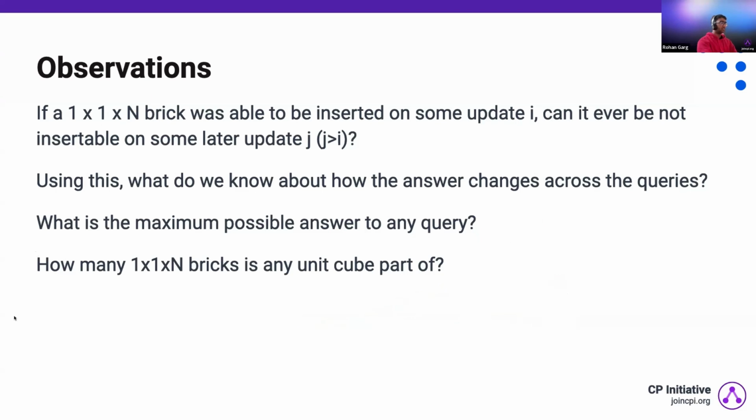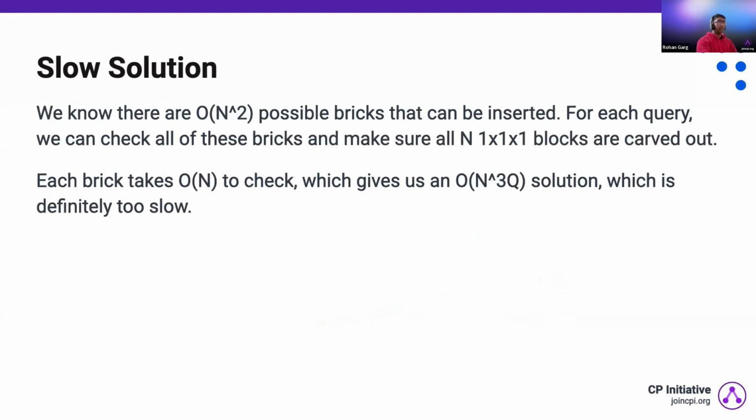So this actually gives us a naive solution. I think this was 1 or 2 subtasks, I don't remember clearly. But essentially, after each update, there's O of n squared possible bricks that can be inserted, as we showed on the previous slide. Specifically 3n squared, but that constant is pretty small and doesn't matter. So there's O of n squared possible bricks that can be inserted. After each query, we can simply check each of these bricks, and for each of the n blocks in that brick, just check if it's been removed yet.